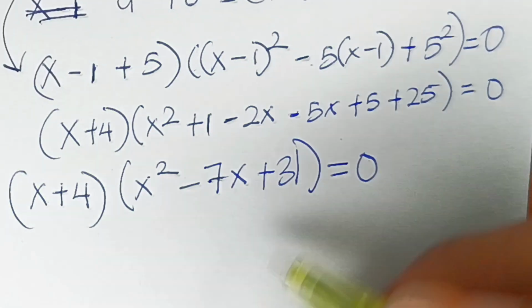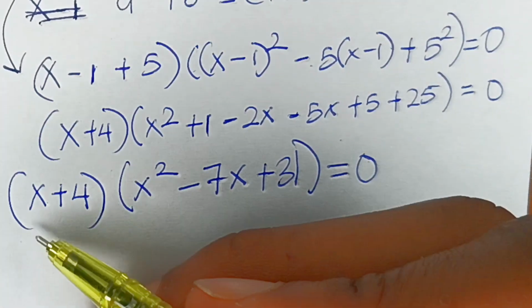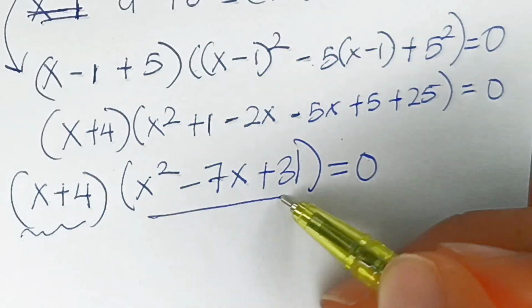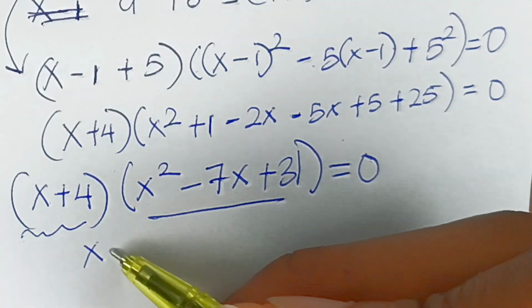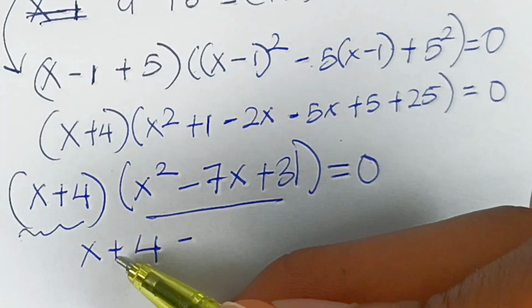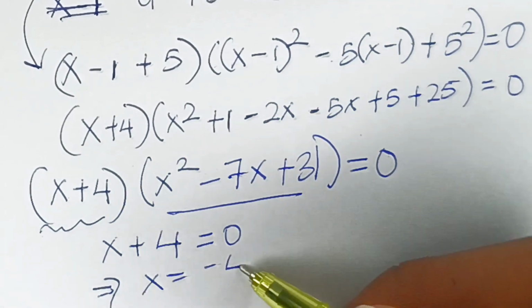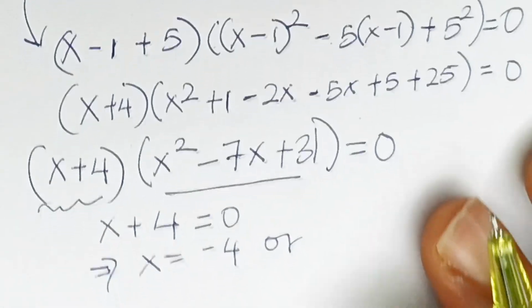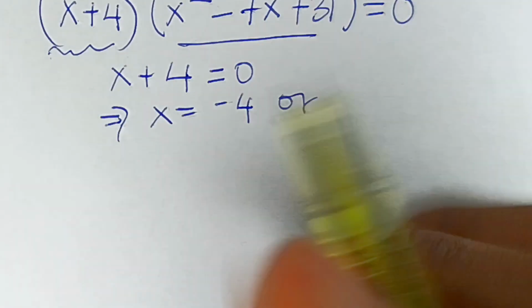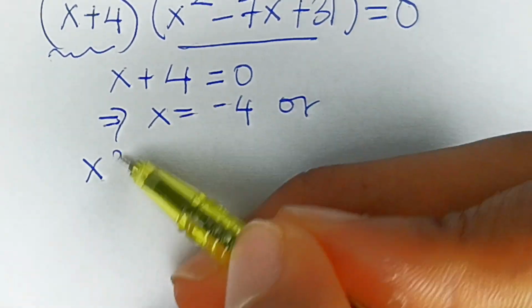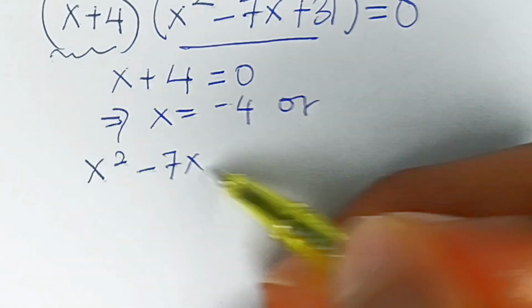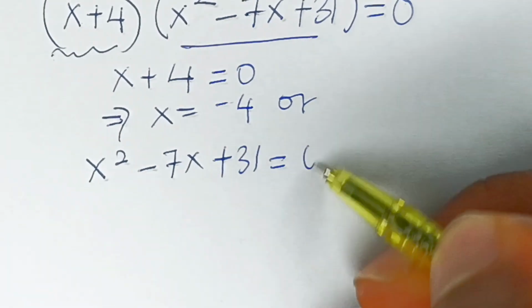Now again, two things are multiplying to give us 0. So it's either that this one is equal to 0 or this one is equal to 0. So it's either that x + 4 = 0, implying that x = −4, or x^2 − 7x + 31 = 0.